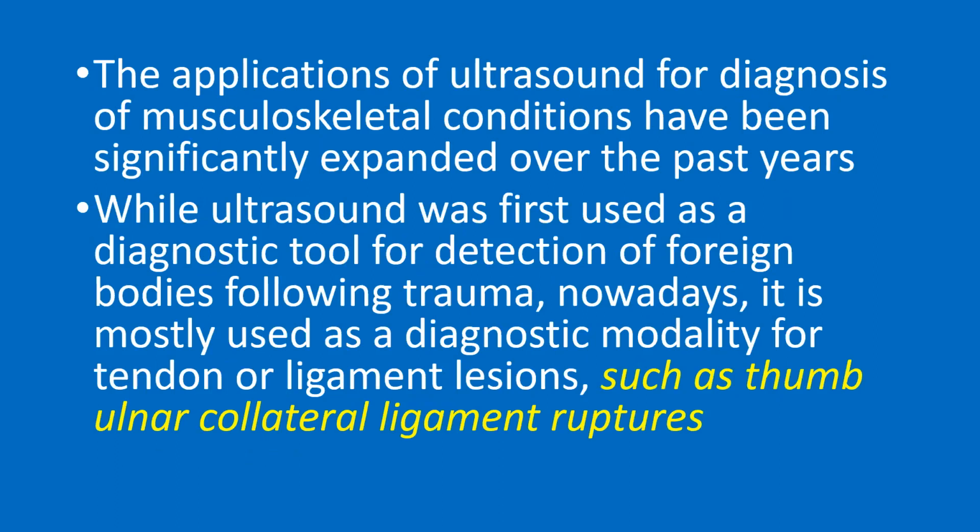Ultrasound. The applications of ultrasound for diagnosis of musculoskeletal conditions have been significantly expanded over the past years. While ultrasound was first used as a diagnostic tool for detection of foreign bodies following trauma, nowadays it is mostly used as a diagnostic modality for tendon or ligament lesions, such as thumb ulnar collateral ligament ruptures.